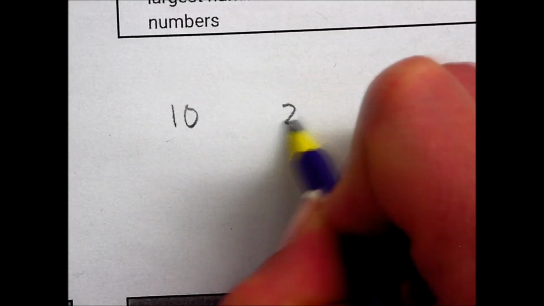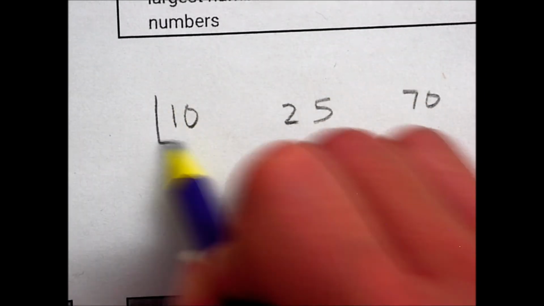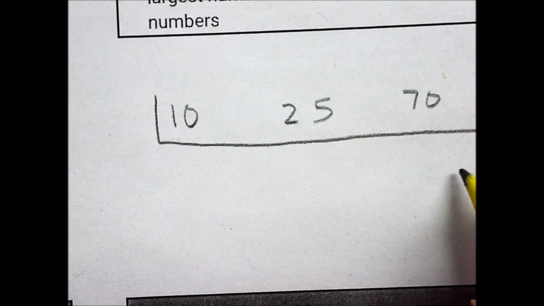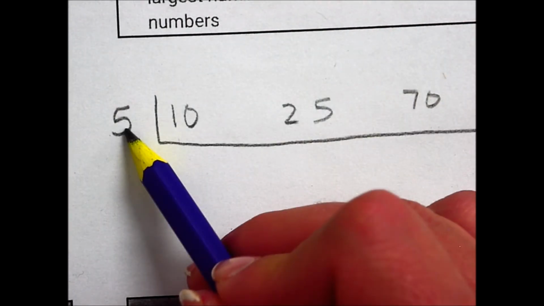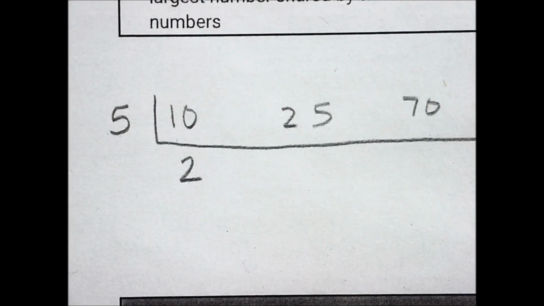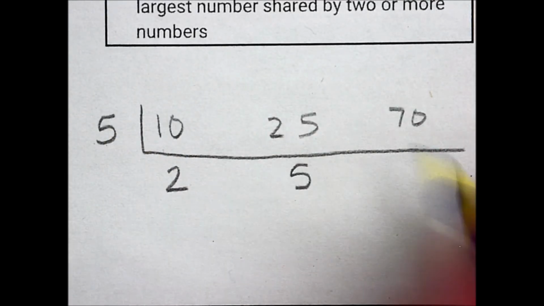Okay, try one with 3. Let's try 10, 25, and 70. Build your ladder. I'll need a number that goes into all 3. I notice they all end in 0 or 5, so I'll put a 5 here. 5 will go into 10. 5 will go into 25 5 times. 5 will go into 70 14.